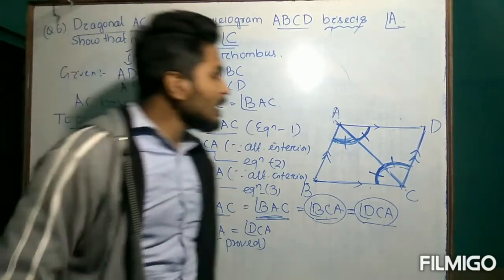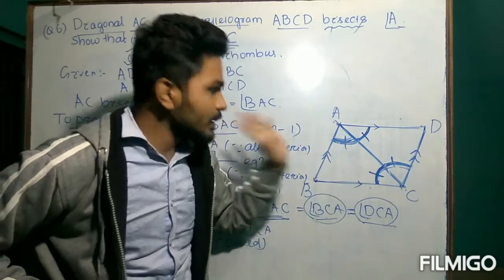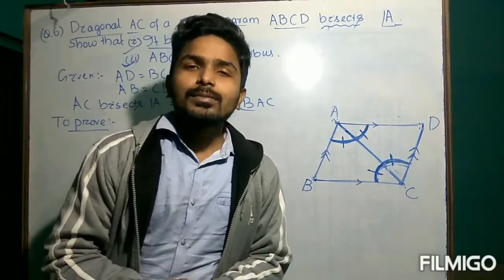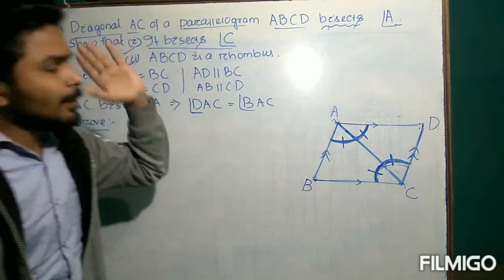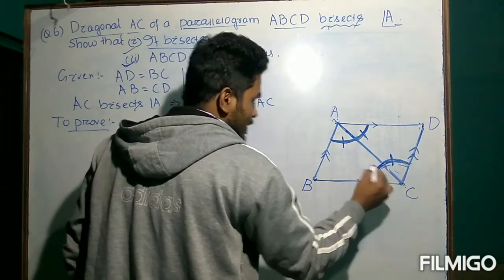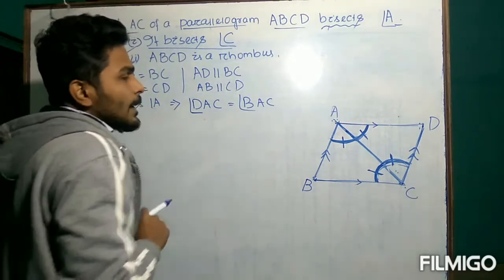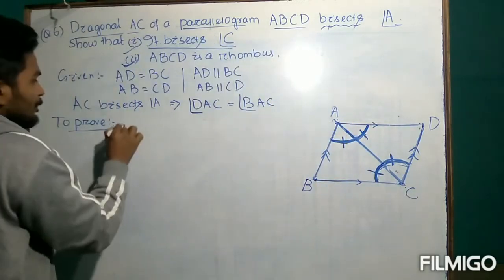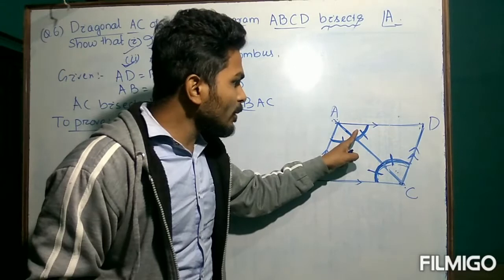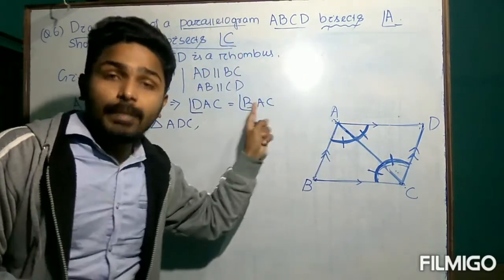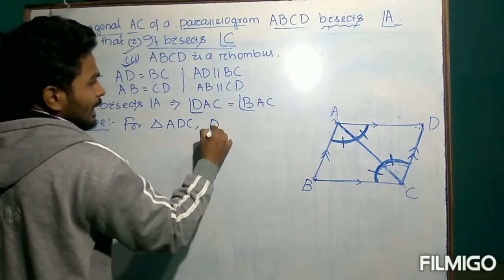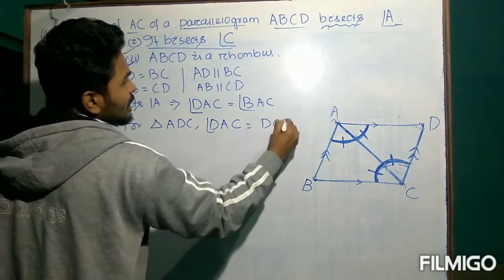Understood? So here already it is given that AC bisects this angle, and we have proved that AC bisects C also. So now let us prove the second statement, that ABCD is a rhombus. Since from the first statement we have proved that all 4 angles are equal, now if we consider the triangle ADC, we have that the value of this angle is equal to this angle because we have proved it in the first statement. So angle DAC is equal to angle DCA.